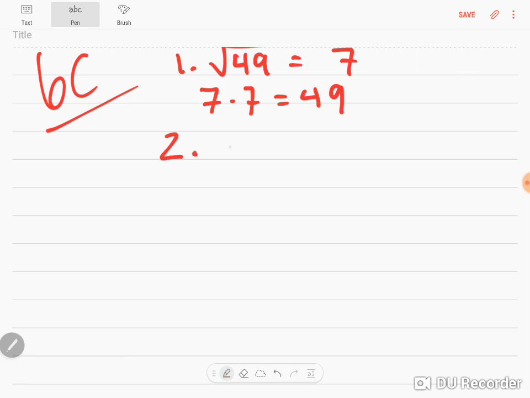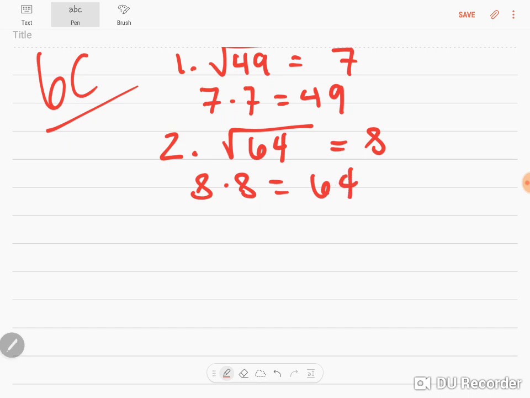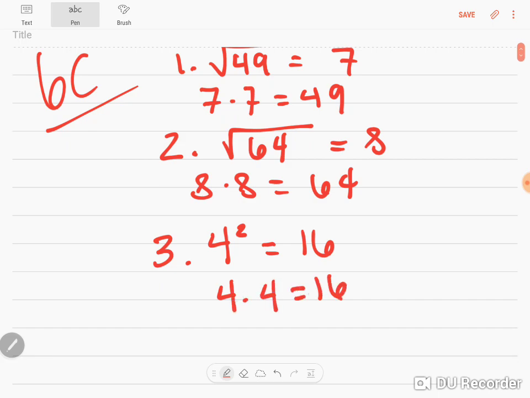Number two, the square root of 64. The square root of 64 is 8. 8 times 8 equals 64. Number three, it says 4 squared. 4 squared is equal to 16. That is saying 4 times 4 equals 16.